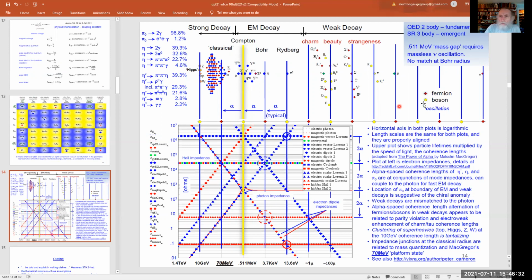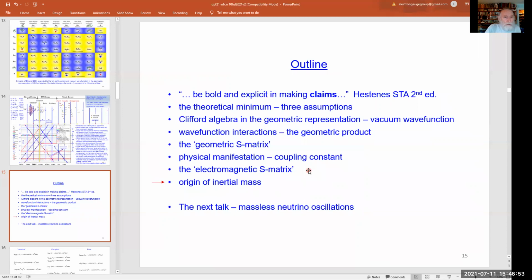But this explains the unstable particle lifetimes in the sense that they're structured in powers of the fine structure constant, because the impedance network is structured in powers of the fine structure constant. There's a lot that can be said about this plot here, but I think I've used up the time I have available to me pretty much.